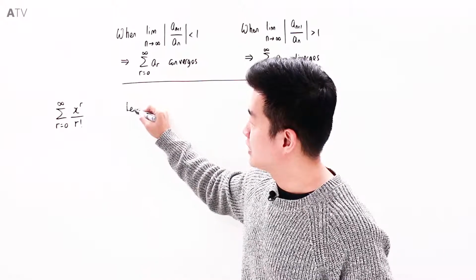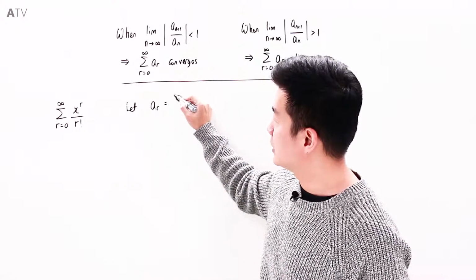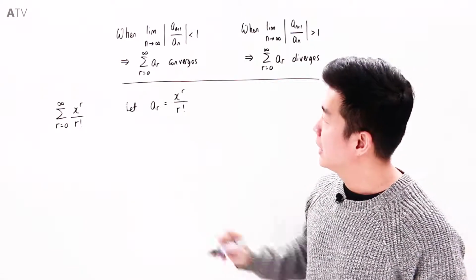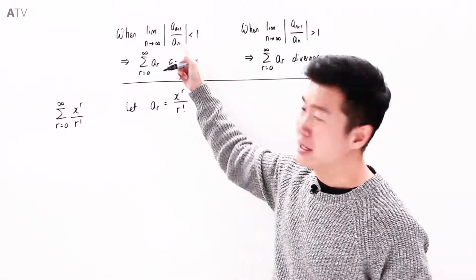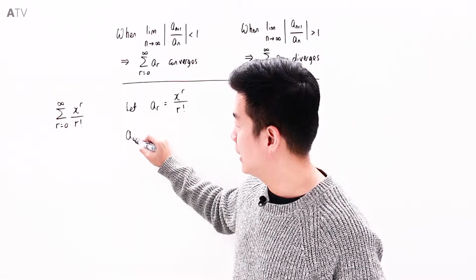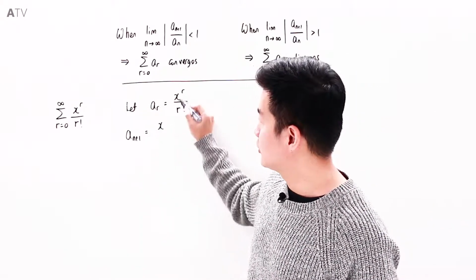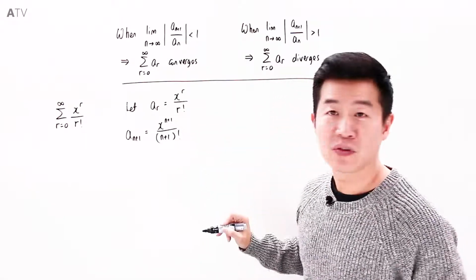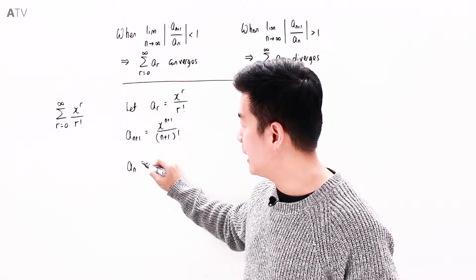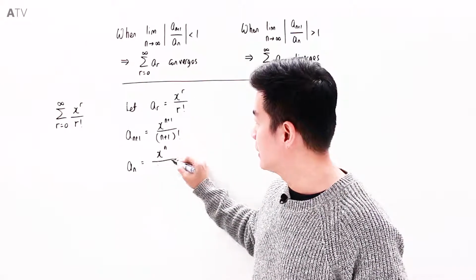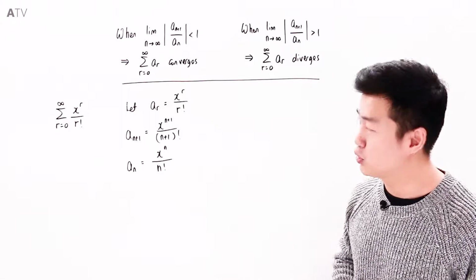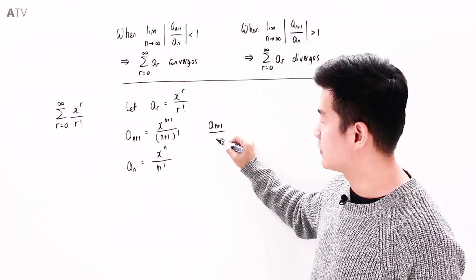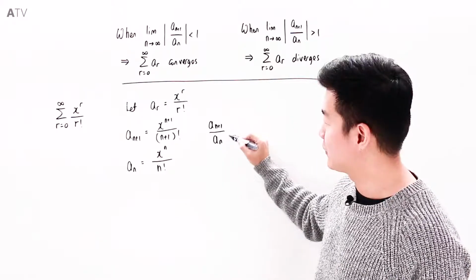which means that we are going to be letting a_r be equal to x to the power of r divided by r factorial. And I want to work out what is a_(n+1) and a_n. So a_(n+1) is x to the power of n+1 divided by (n+1) factorial. And a_n will be x to the power of n divided by n factorial. So with this, we can try to find out the expression for a_(n+1) divided by a_n.